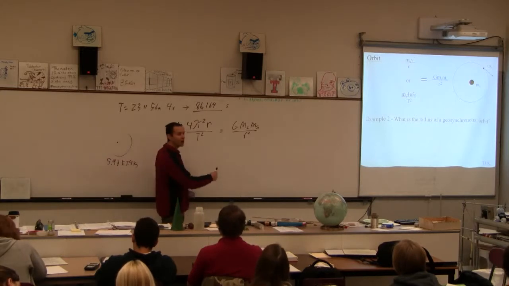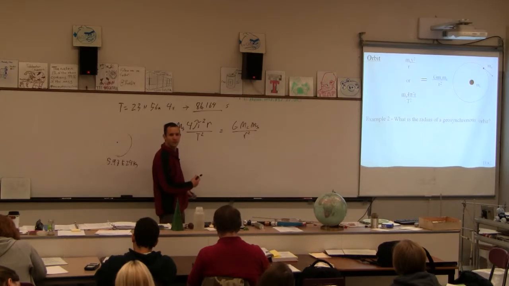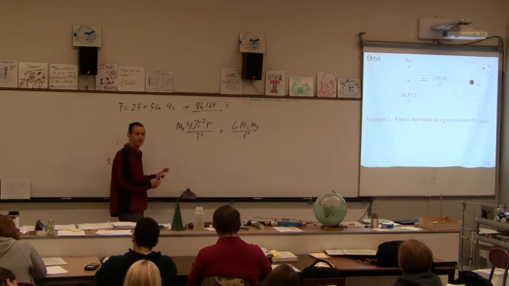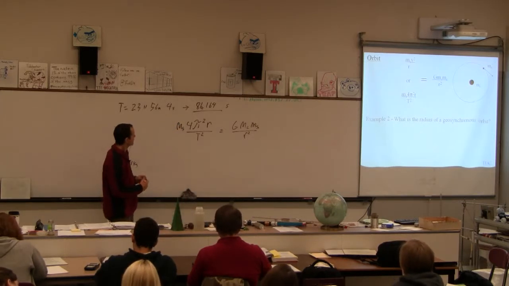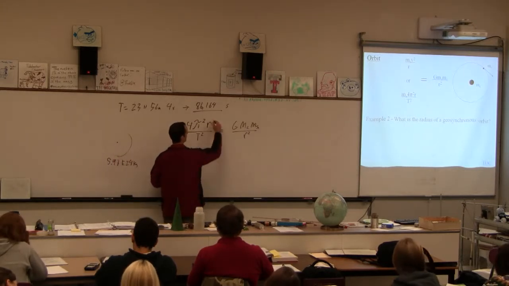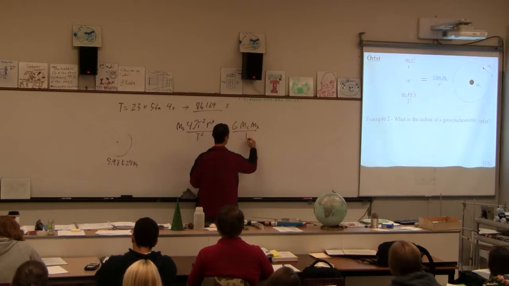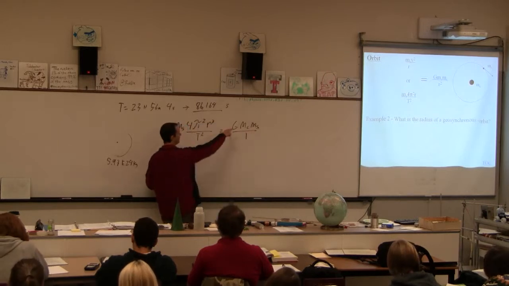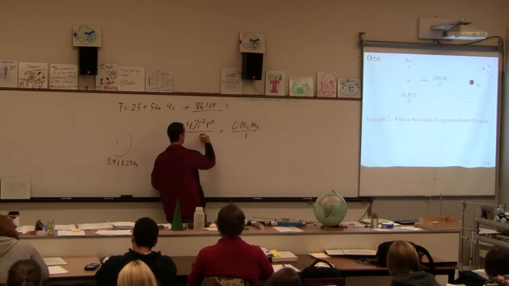Now, what you want is r on the top and alone. R on the top and alone. So what can I do? Can I slide the r up there? R to the third, and I've got a 1 down here now, right? And can I slide that guy up there? T squared.